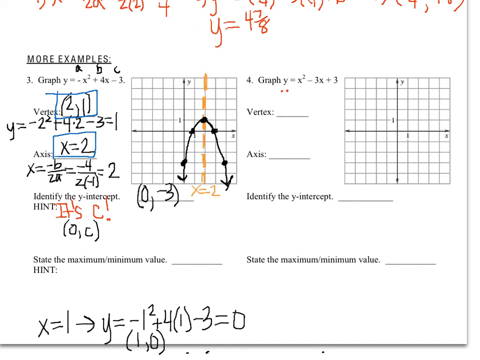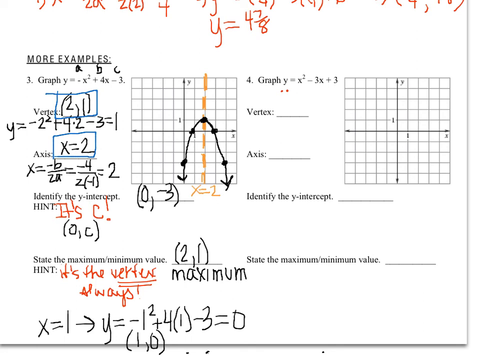So there's my graph. The next part, state the maximum or minimum value, and I've already told you it's the vertex. Always. It's always the vertex. So right here is my maximum, because it's at the top. It's a maximum. And it's this value right here. So let's say that. It's 2, 1. And it's a maximum.